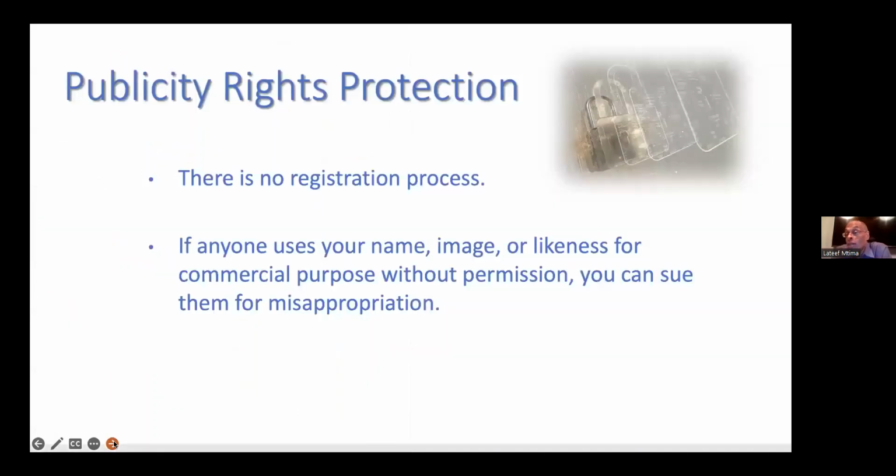No registration process, once again, and if anybody uses your name, image, likeness, or what have you, you can sue them for misappropriation. Same thing like infringement. I don't know why sometimes we use the word misappropriation if it's trade secret or publicity rights, and then other times we use the word infringement if it's patents, copyrights, or trademark. It's the same thing, right? You can protect your rights by bringing a lawsuit. Next one.